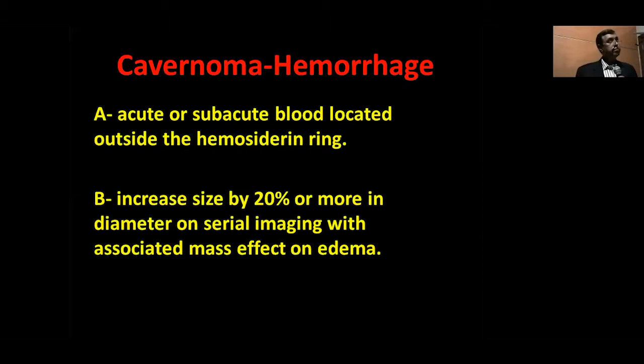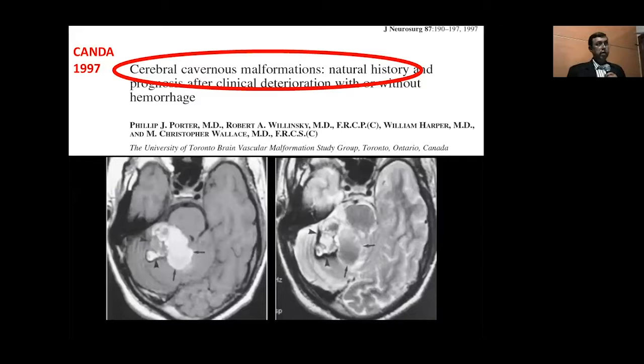Now, this is an important issue, and I think it is misunderstood by many doctors and by many practitioners. The hemorrhage in a cavernoma. People assume that whenever you see hemosiderin around the cavernoma, this has bled. It's wrong. You may see this without a bleed. So to define a bleed in a cavernoma, this is the acceptable equation. Either there's acute or subacute blood located outside the hemosiderin ring. So you would see mixed signals, hemosiderin ring, and then there's a bleeding outside. So this is definite proof that you have bled. Or there is increase in size in the lesion, 20%, and it is associated with mass effect or edema, like this case. So there's a bleeding outside, and there is edema.